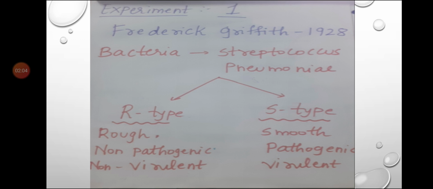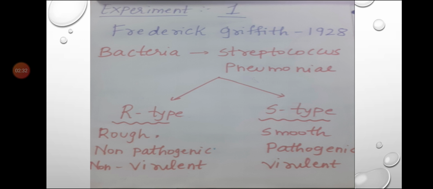This bacteria Streptococcus pneumoniae has 2 types, that is R type and S type. We can say that it has 2 strains, R strain and S strain. R type means rough type and S type means smooth type. A rough strain of the bacteria is non-pathogenic, non-virulent, whereas S type of bacteria is pathogenic and virulent.